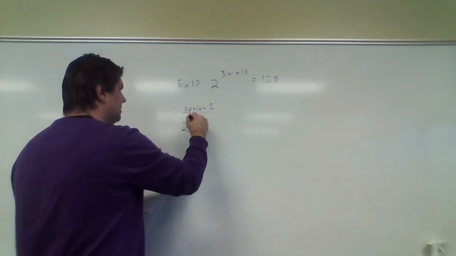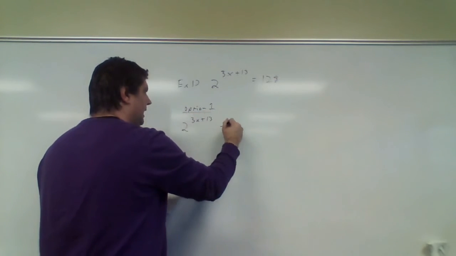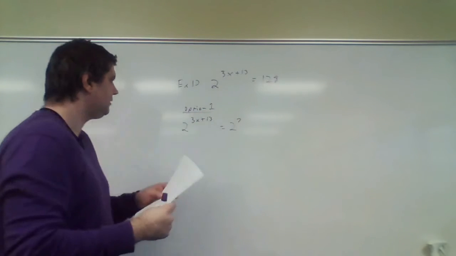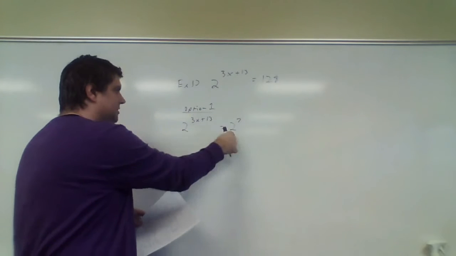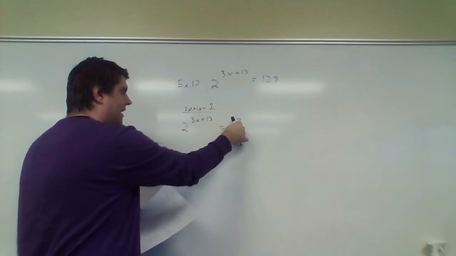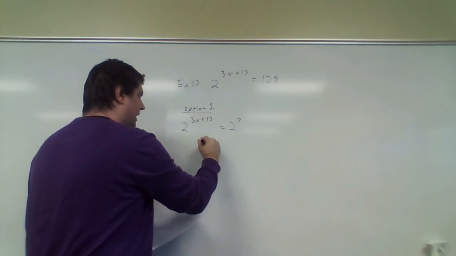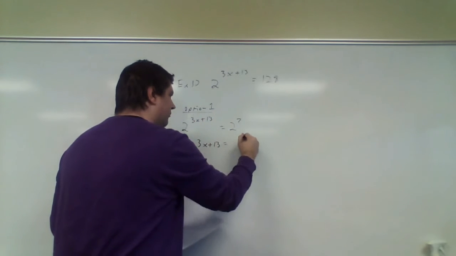2 to the 3x plus 13 equals 2 to the 7. This value equals that value. So if the bases are the same, the exponents have to be the same. 3x plus 13 would therefore equal 7.